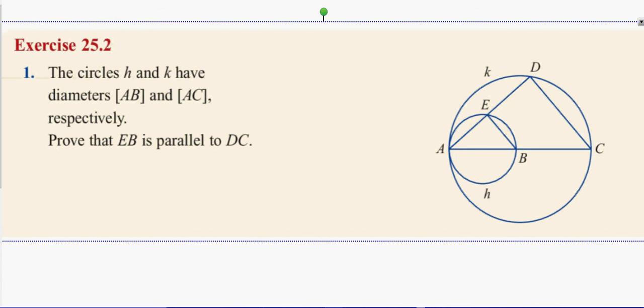The circles H and K have diameters AB and AC respectively. Prove that EB is parallel to DC. Alright, now the first thing we're going to go through is the following.